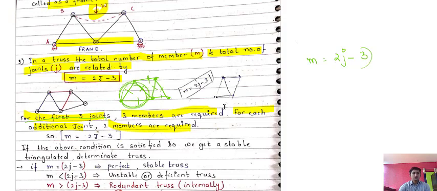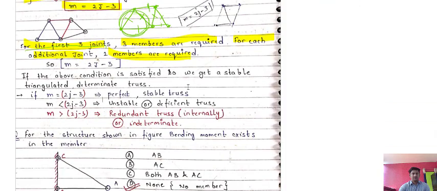So this is the relation between members and joints. If the above condition is satisfied, we get a stable triangulated determinate truss. Now this equation can be related into 3 cases: if m equals 2j minus 3, that means it is a perfect stable truss. If m is less than 2j minus 3, that means it is an unstable or deficient truss. If m is greater than 2j minus 3, that means it is a redundant or indeterminate truss.